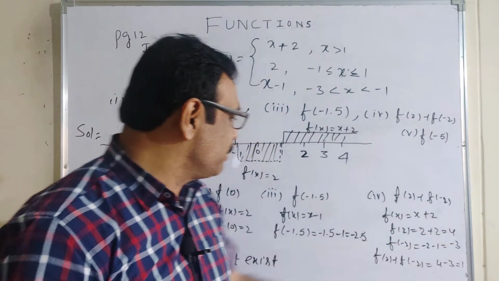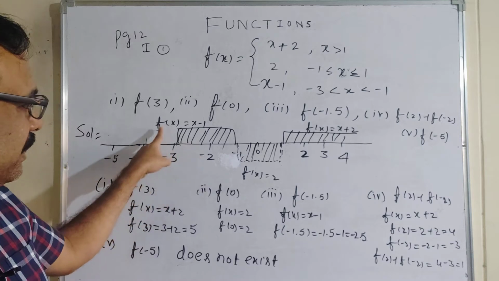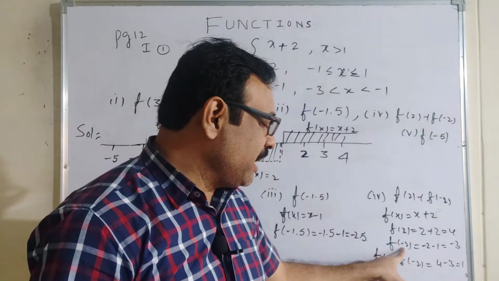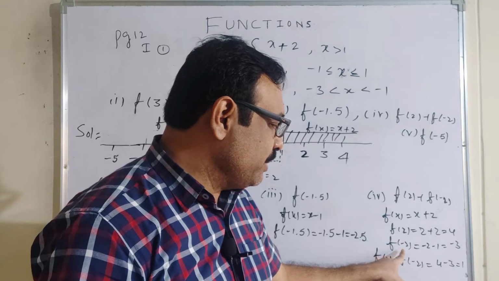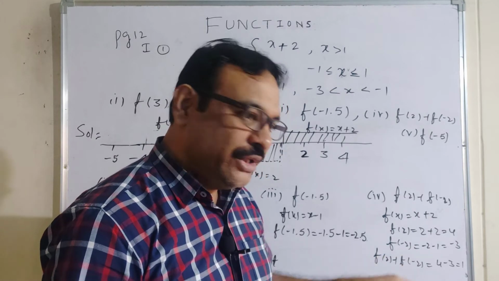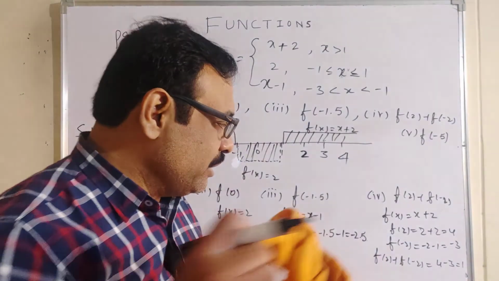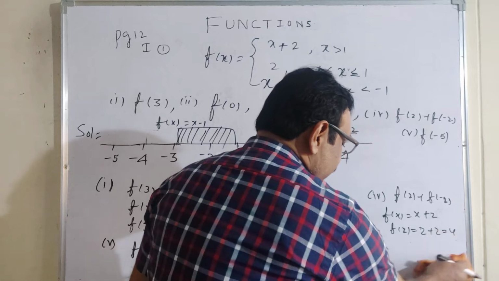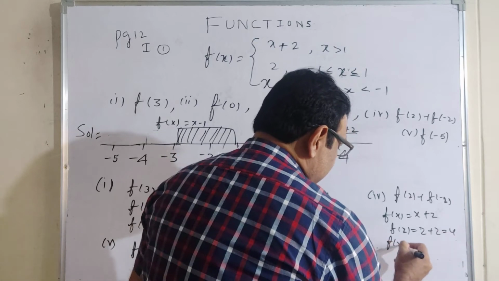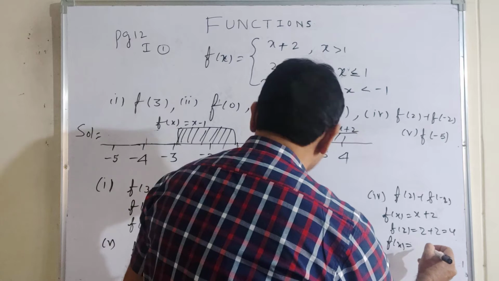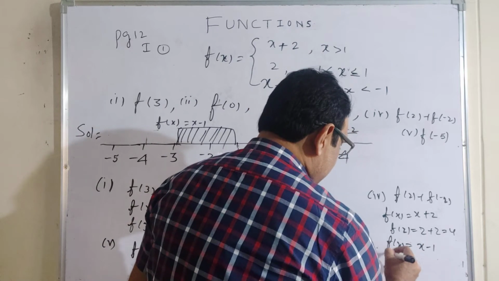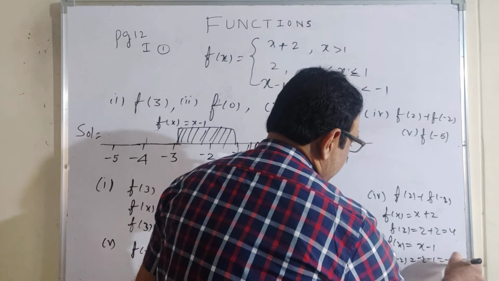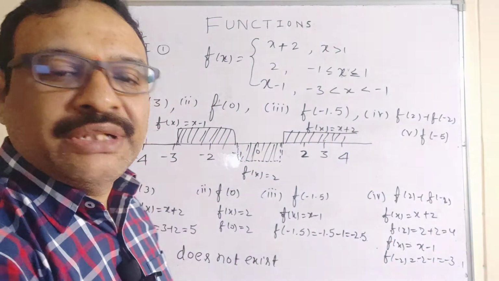Now, f of minus 2, here you are finding minus 2. The function definition says that f of x is equal to x minus 1. You are going to take f of x is equal to x minus 1. Here, in place of x, substitute minus 2. Now you are taking f of minus 2, that is nothing but minus 2 minus 1, the value is nothing but minus 3.